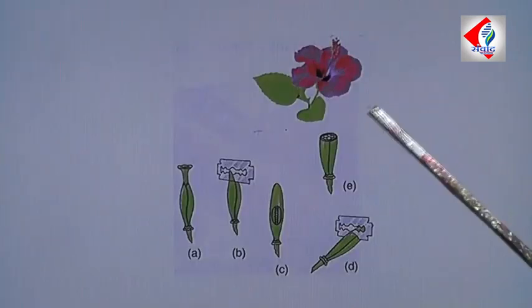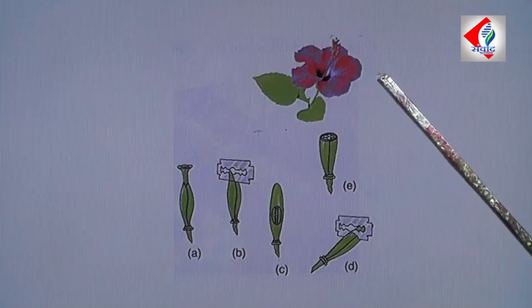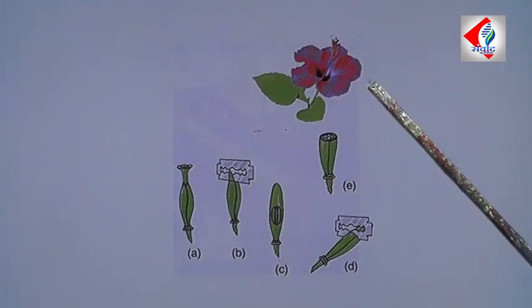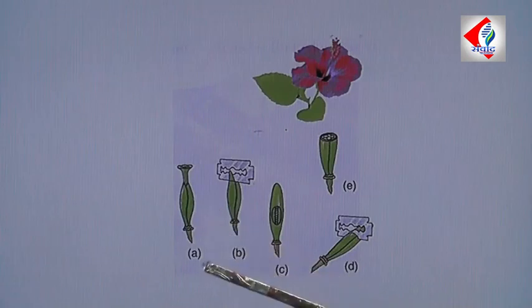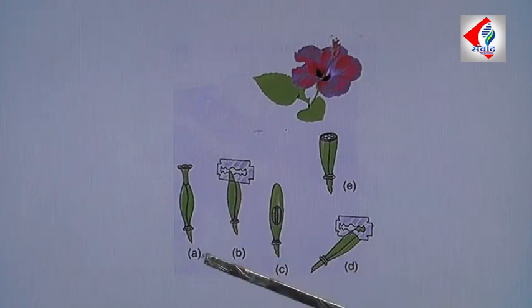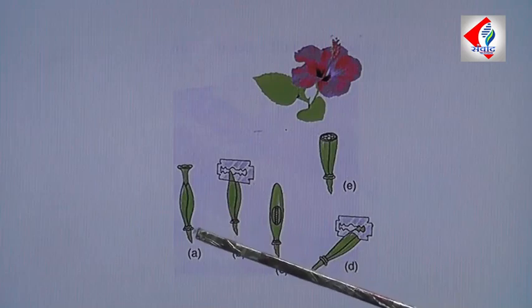So see, this is a flower, and when you remove all the parts, that is the sepals and the petals, you will find this kind of structure. And I hope you know what this is. I just told you that this is the pistil. This is the female reproductive organ, stigma style ovary.